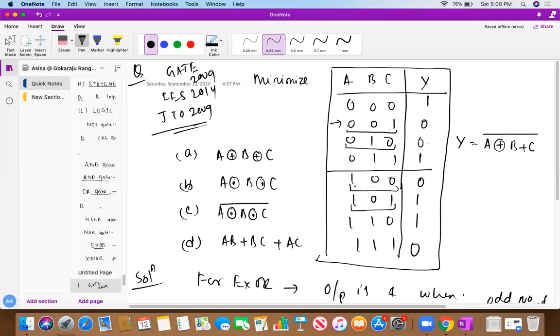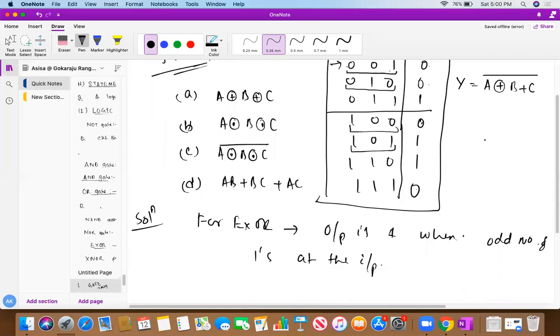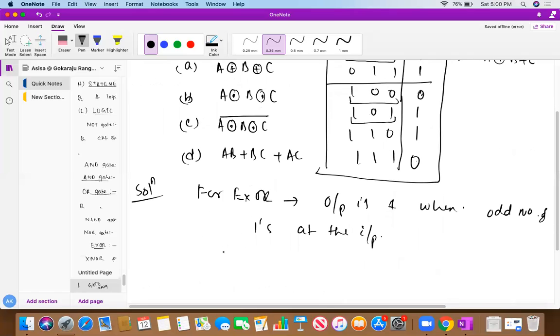Similarly, here odd number of ones, logic 0. Here what is happening? Odd number of ones, logic 0. But for the even cases, what is happening here? For the even cases, I am getting logic 1. Okay. So what I can say here, can it be just the complement of A XOR B XOR C? Can it be that my output is A XOR B XOR C complement? Obviously yes.